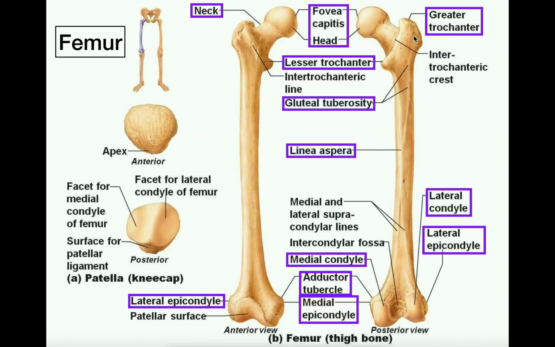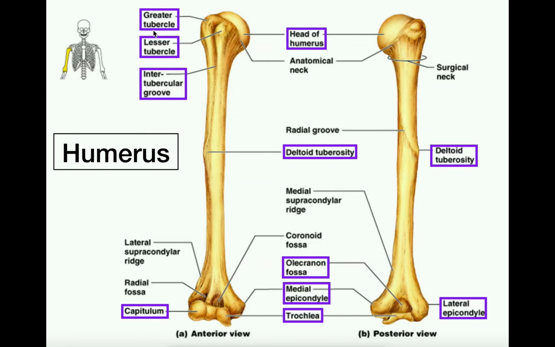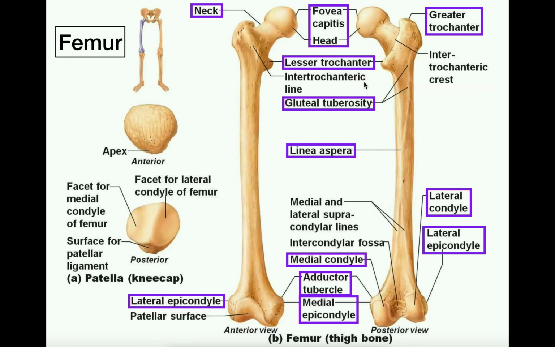Now, the most proximal part of the shaft of the bone contains two very important structures. One is called the greater trochanter, and the other is the lesser trochanter. Now, here's the point of confusion. The femur has trochanters, whereas the humerus actually had tubercles. So remember, the humerus had a greater tubercle and a lesser tubercle. The femur has a greater trochanter and a lesser trochanter, but they're very similar.